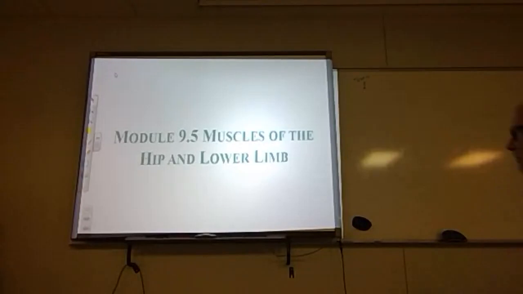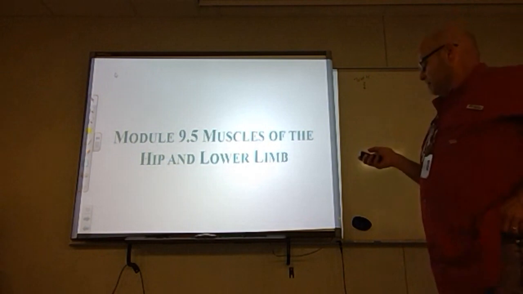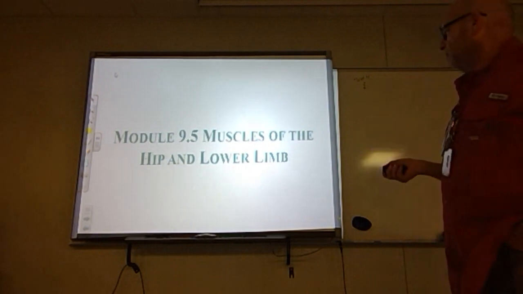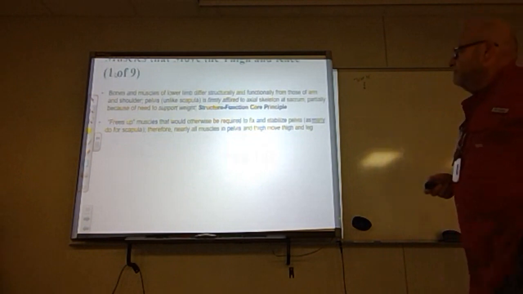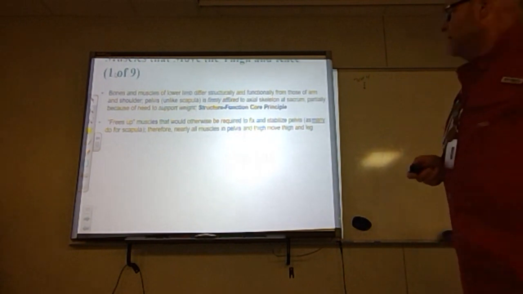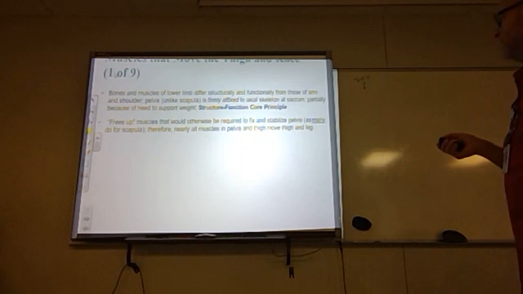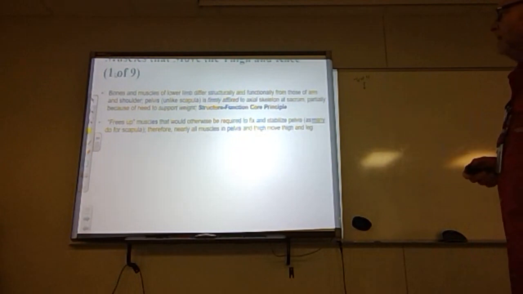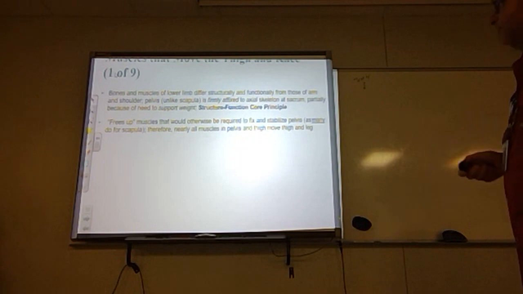All right, so let's wrap up this chapter with the muscles of the hip and lower limb. Again, commonly we think of the lower limb as the leg. The bones and muscles of the lower limb differ structurally and functionally from those of the arm and shoulder. The pelvis, unlike the scapula, is firmly affixed to the axial skeleton at the sacrum, partially needed to help support weight. Again, that follows that structure and function core principle.